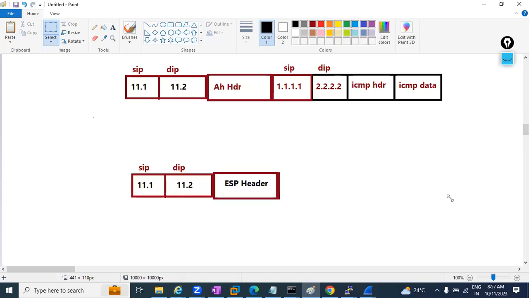Are you getting my point, guys? Up to here, it's clear or not? Because the data is in which format? That would be in the encrypted format. Yes, is this clear or not? Waiting for the reply. Yes, guys, is this clear?